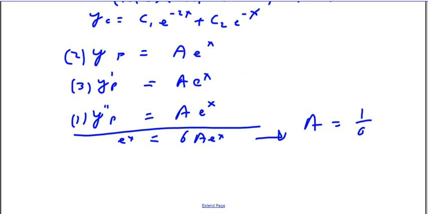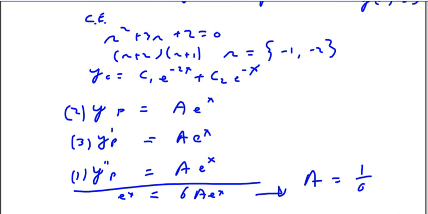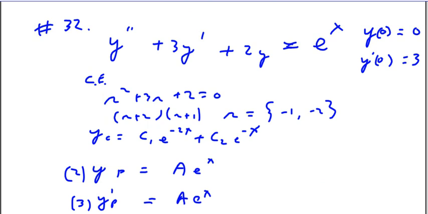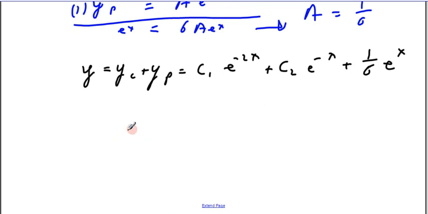So my final answer, well, it's not my final answer yet. So y is going to be y sub c plus y sub p, and it's going to be c1 e to the minus 2x plus c2 e to the minus x plus 1/6 e to the x. Okay, everything's fine there. That's correct. Okay. So that being the case, y at 0 is 0, which is c1 plus c2 plus 1/6.